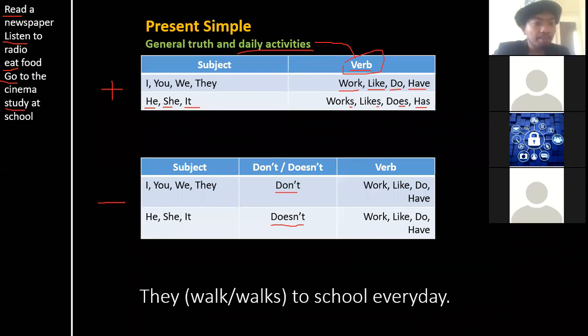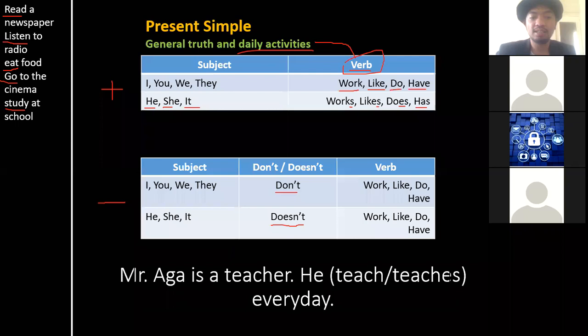Aidana, maybe go to chat, Aidana. Okay. Good, because when we use they, we don't use s. Okay. Let's go next. Next question. Mr. Aga is a teacher. He teach or teaches? Come on, write the answer on the chat box. Teaches. Okay.